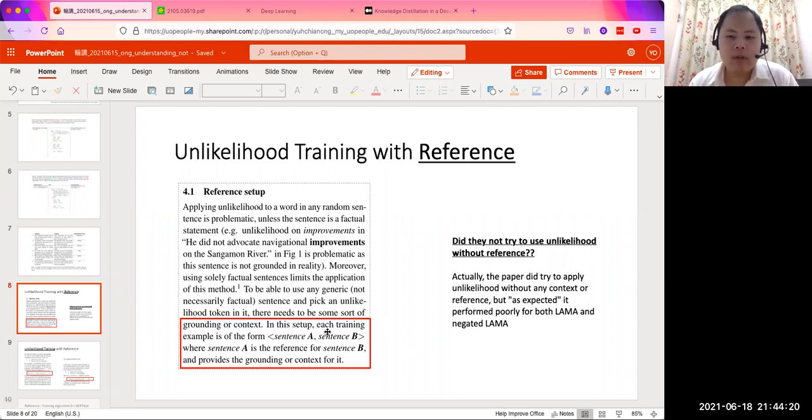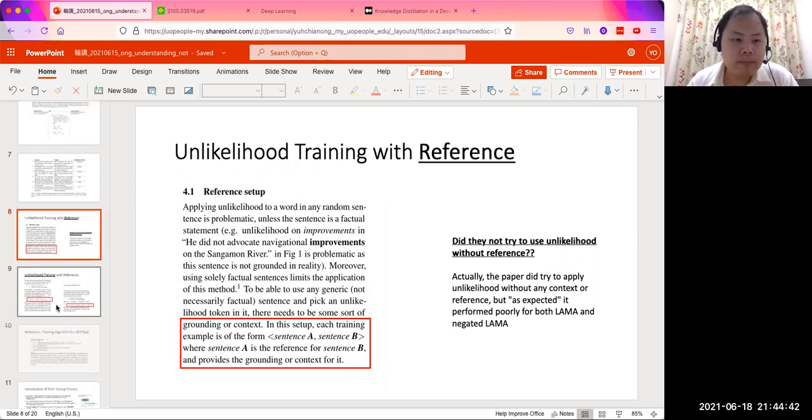Why are we using unlikelihood training with reference? Did the paper authors not try unlikelihood without reference? Apparently they did try, but as expected, it performed poorly on both data sets that they worked on. At this point, I would like to confess I do not understand why they say "as expected", because I'm not particularly familiar with the technical situation.